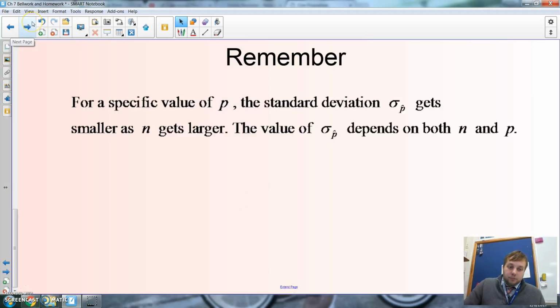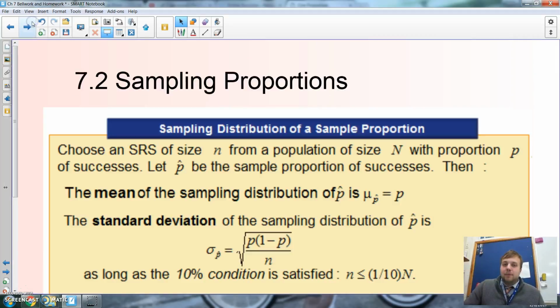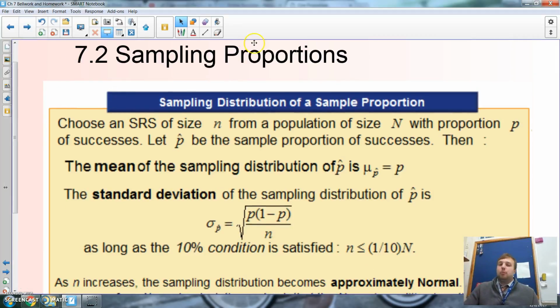All right. So this next slide is going to be the 3 rules for proportions that you must have memorized. Just sit down and memorize these. Okay? You will fail if you don't memorize these. Okay.